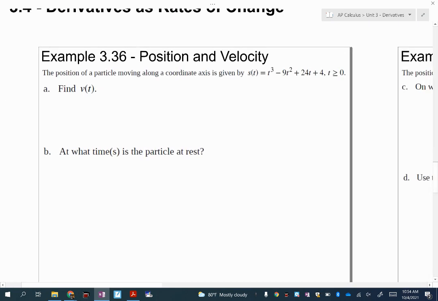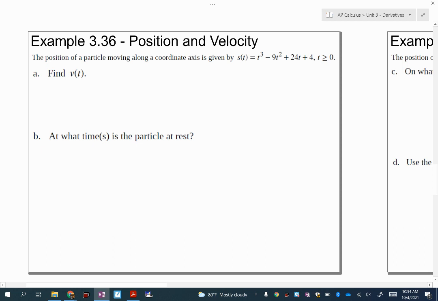All right, now continuing on that idea, this example is going to take it a step farther. So we have another particle moving along a coordinate axis using this position function, and we're first going to find v of t. So again, v of t is s prime of t. So using our power rule, sum rule, and difference rule in this case, we have 3t squared minus 18t plus 24. Okay, so that is the function for the velocity.